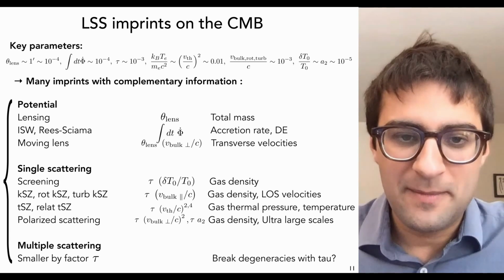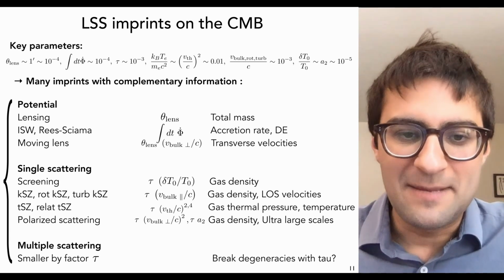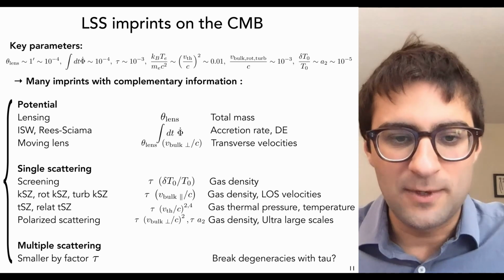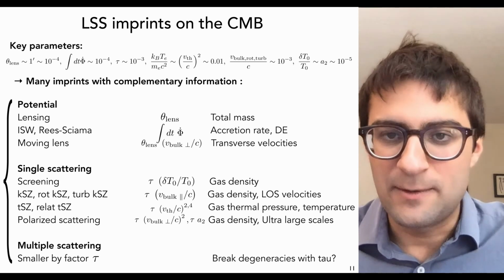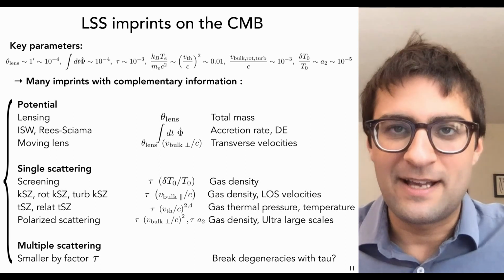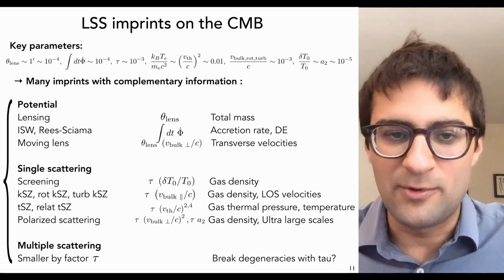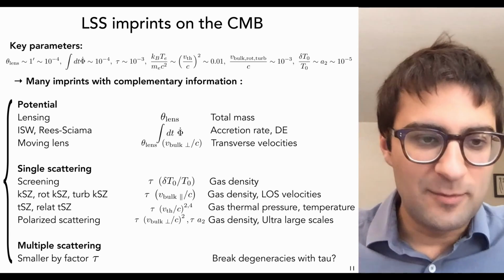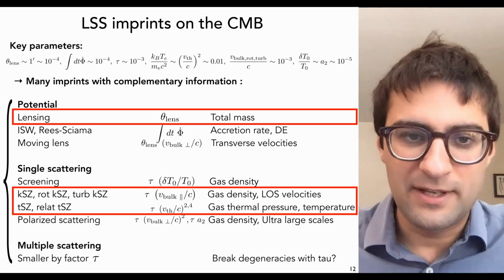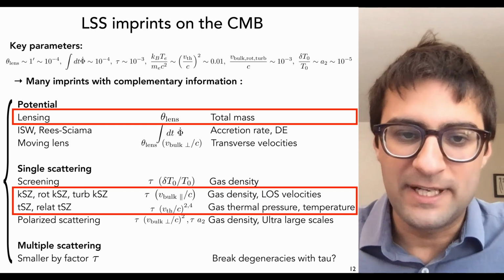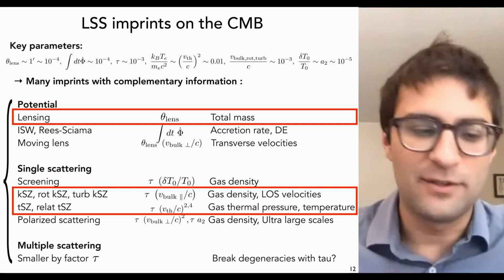There are many of them: screening, kinematic, and thermal Sunyaev-Zel'dovich effects, which I'll tell you a lot more about in a moment. Polarized scattering, and finally, you can take products of all of these effects as soon as you include multiple scattering or multiple lensing events. But again, for the purpose of this talk, I'll focus mostly on lensing, so shadows of the mass, and scattering, those thermal and kinematic Sunyaev-Zel'dovich effects.